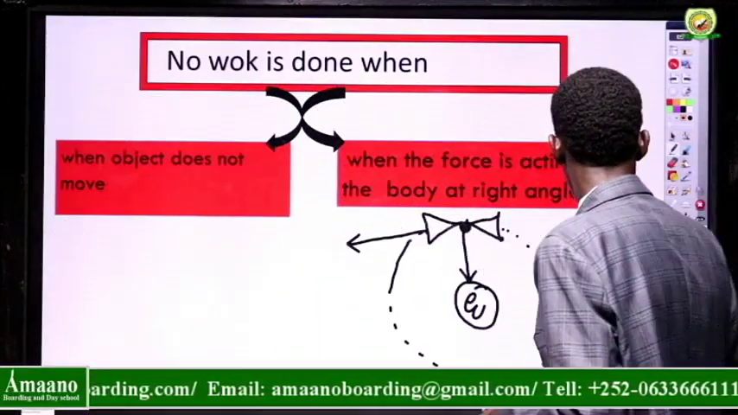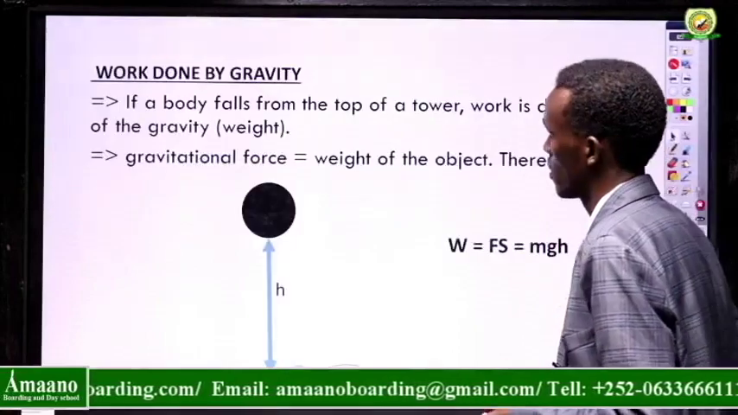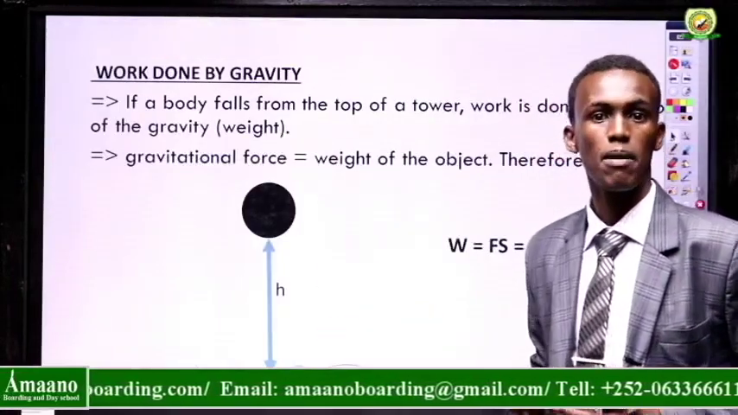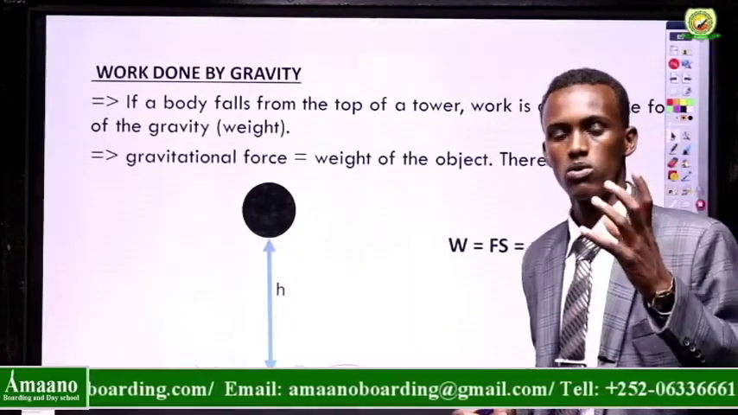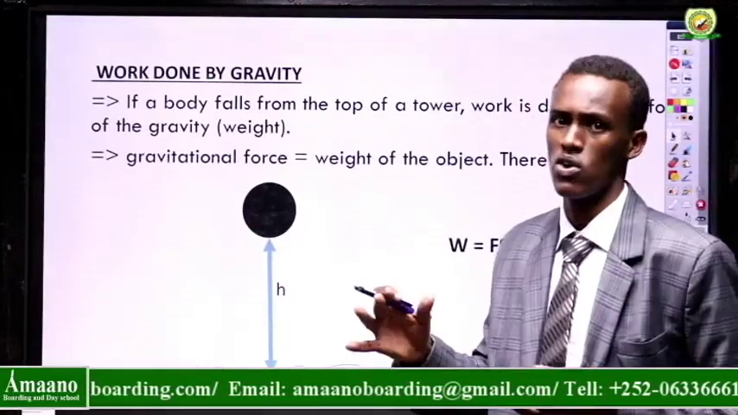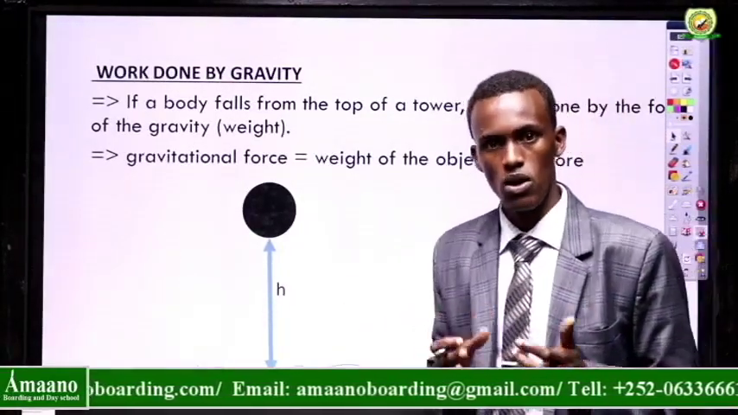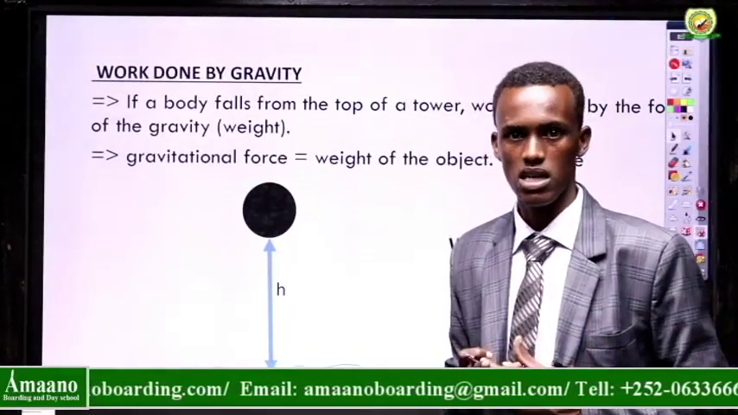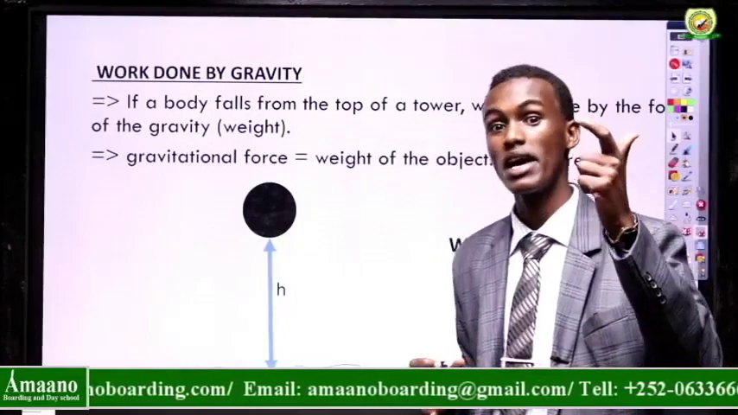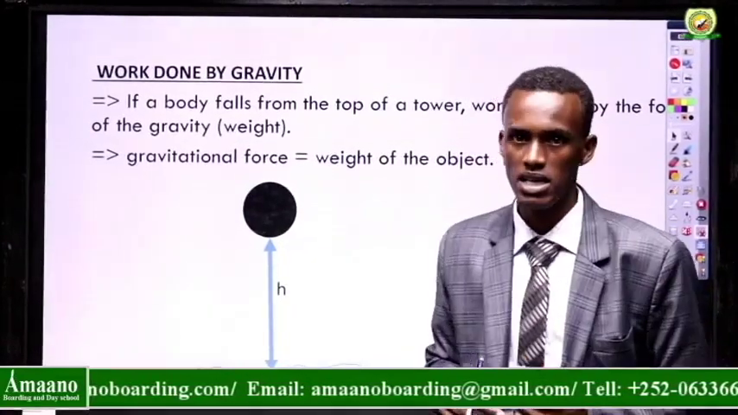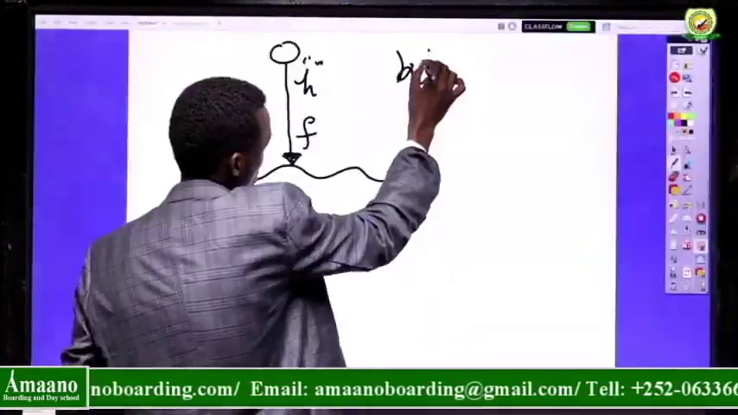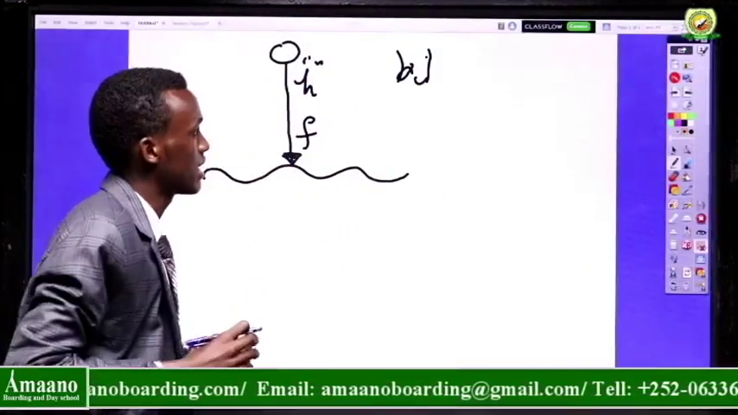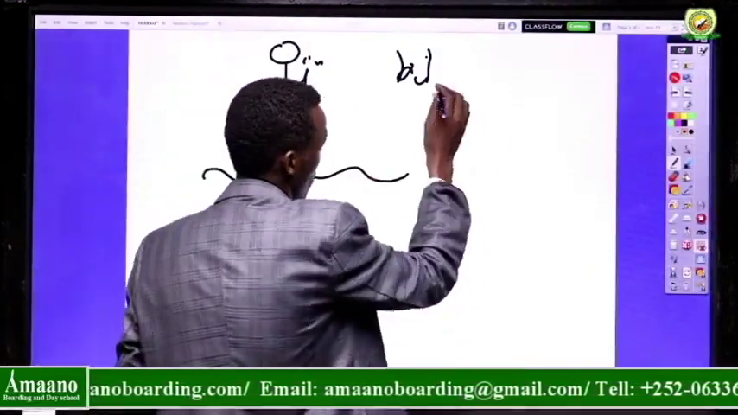So this topic we talk about work done by gravity. In the previous lesson we talked about work done by a horizontal force, and also work done by a force that makes an angle with the horizontal. The third one is work done by gravity. This work is done by the gravity, so work done can be found.